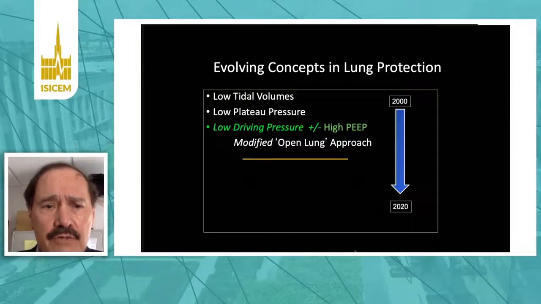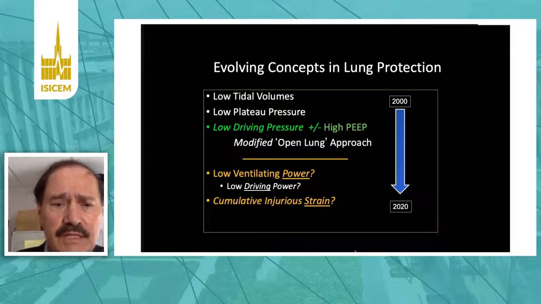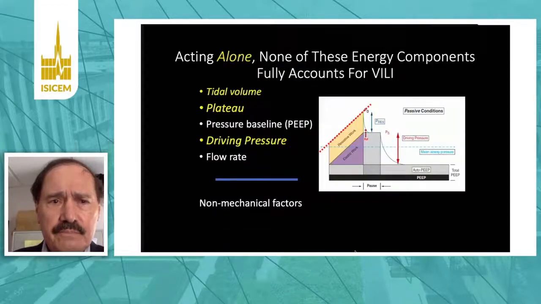Since the year 2000, we've been aware that using large tidal volumes, especially when associated with pressure, can cause tissue damage. And recently, we've been concentrating on power and strain. Currently, cumulative injurious strain is what is believed to cause ventilator-induced lung injury. Now, we must remember, although we use them every day in practice, acting alone, none of the energy components fully accounts for ventilator-induced lung injury.